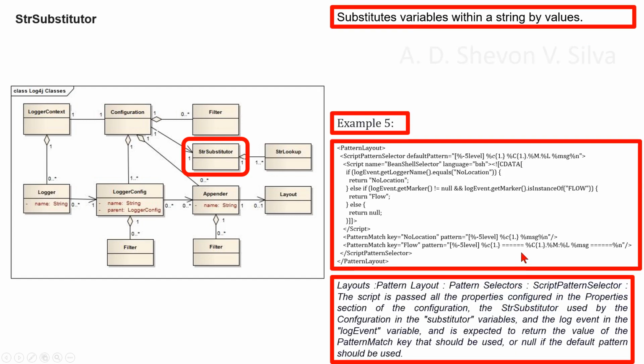Now we are considering ScriptPatternSelector in pattern selectors in PatternLayout in layouts. The ScriptPatternSelector executes a script as described in the scripts section of the documentation. The script is passed all properties configured in the properties section of the configuration, the StrSubstitutor used by the configuration in the substitutor variable, and the log event in the logEvent variable, and is expected to return the value of the PatternMatch key that should be used, or null if the default pattern should be used.